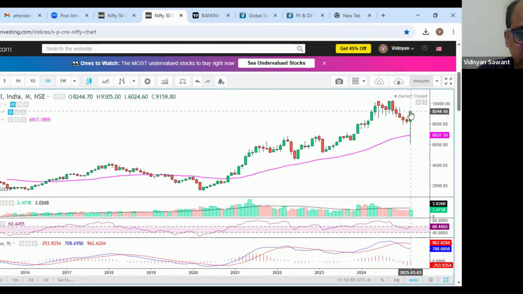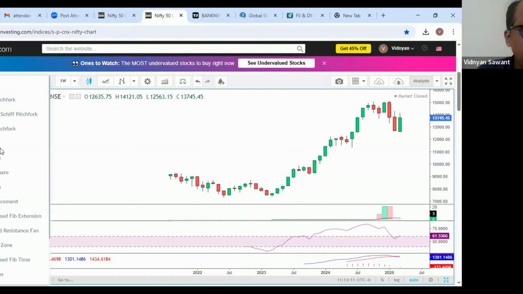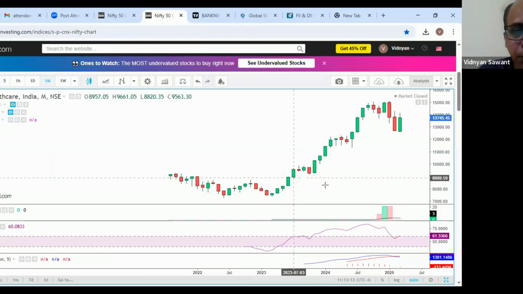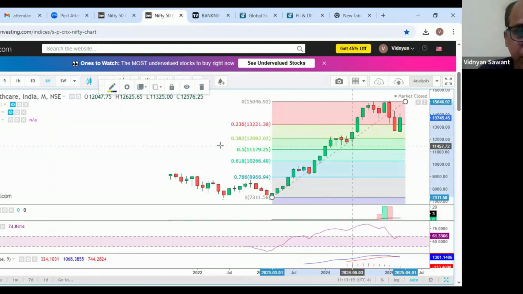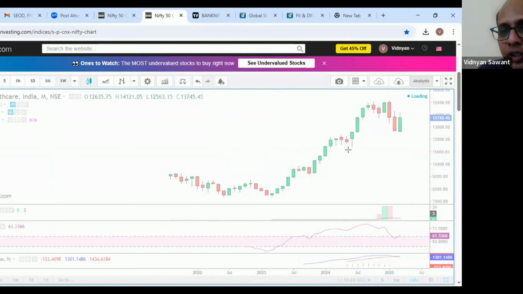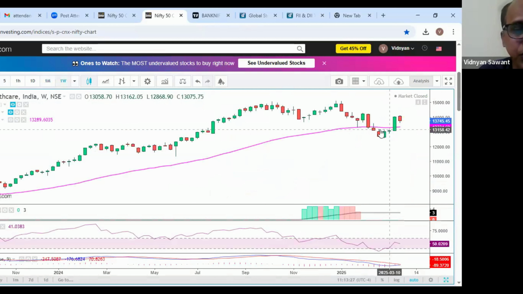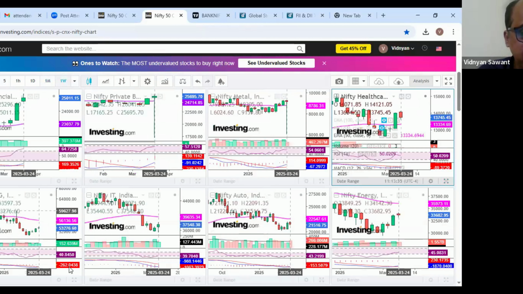If you see, it has corrected with a shallow retracement in the Nifty Healthcare sector. A 23.6% retracement has happened on a monthly basis, and on the weekly chart, it is sustaining above its 50-week exponential average. So all these sectors are on the bullish side for the next month.